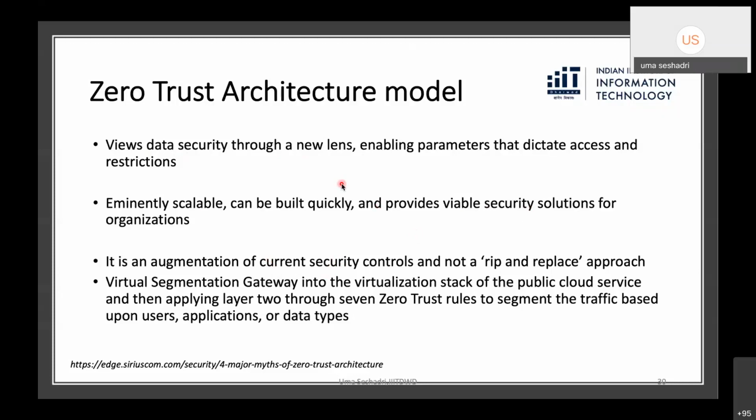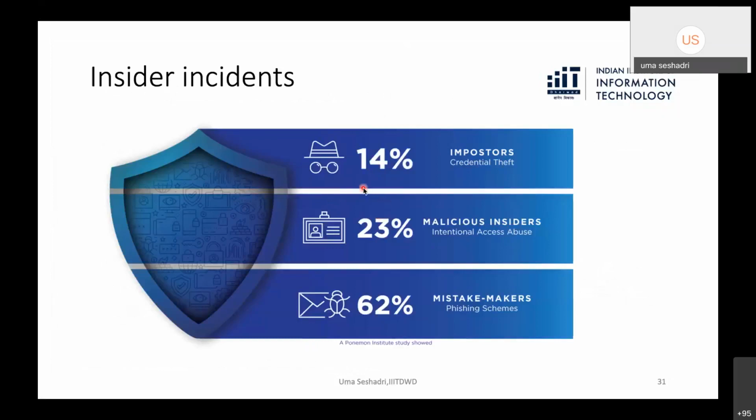Okay. So, a virtual segmentation gateway in the virtualization stack of the public cloud service, then applying layer 2.0. This is just one sample of how you can establish a zero trust architecture model. So why do we say that the zero trust model is very important? If you see here, 14% of the incidents happening today are all from insiders. 23% are malicious insiders, creating access abuse within the organization.